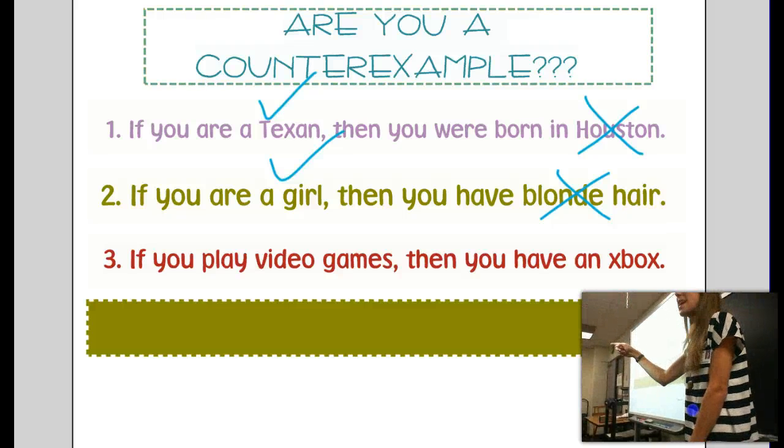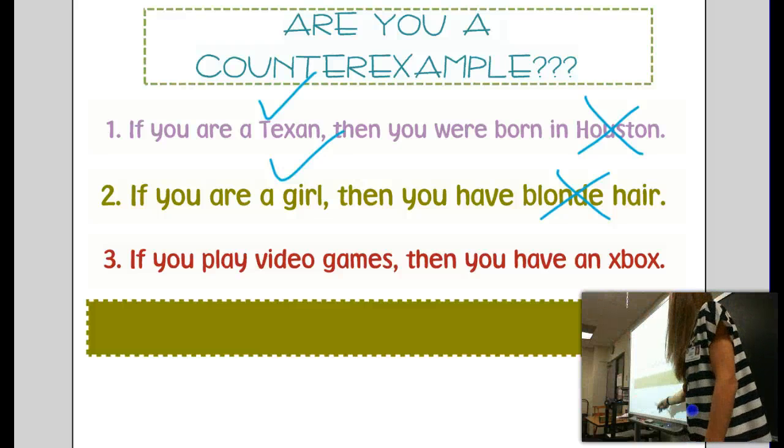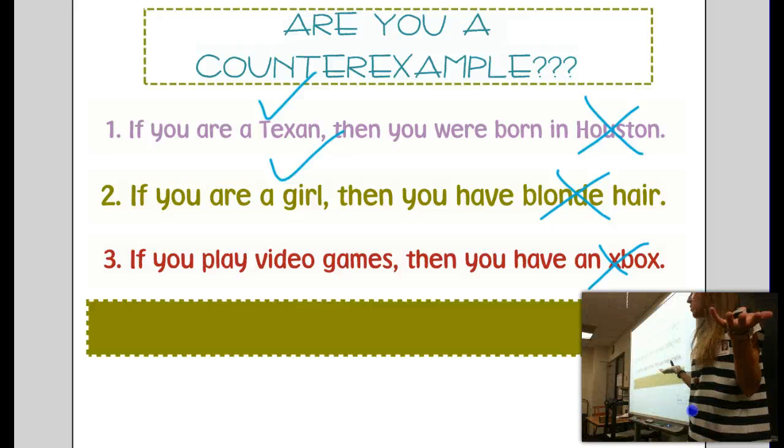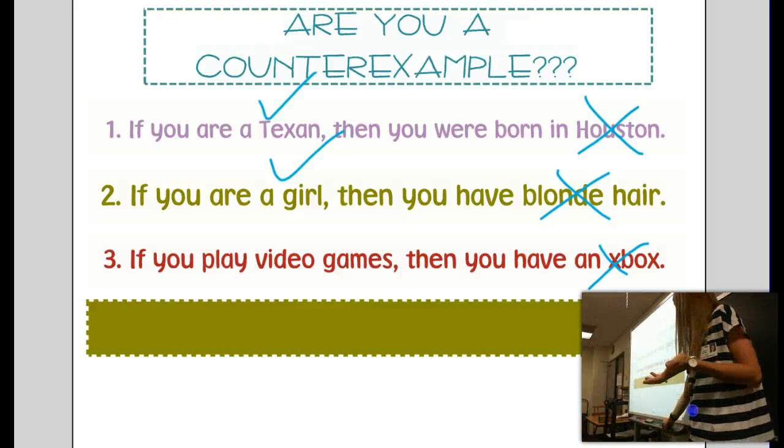PS3? Wii. These guys do play video games, but they do not own an Xbox. Does that make sense? Would you stand up if you just didn't play video games? No, you would not be a true counterexample.